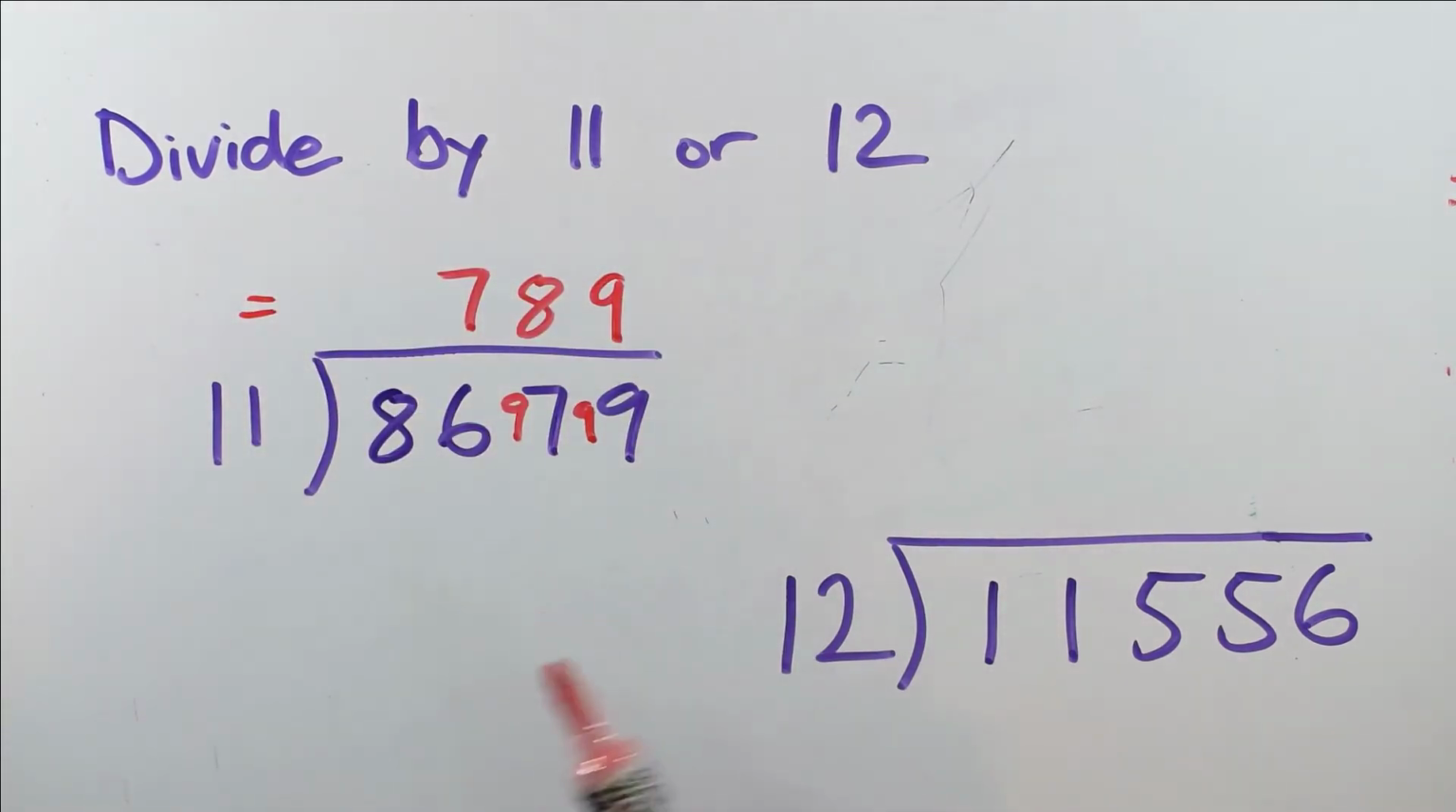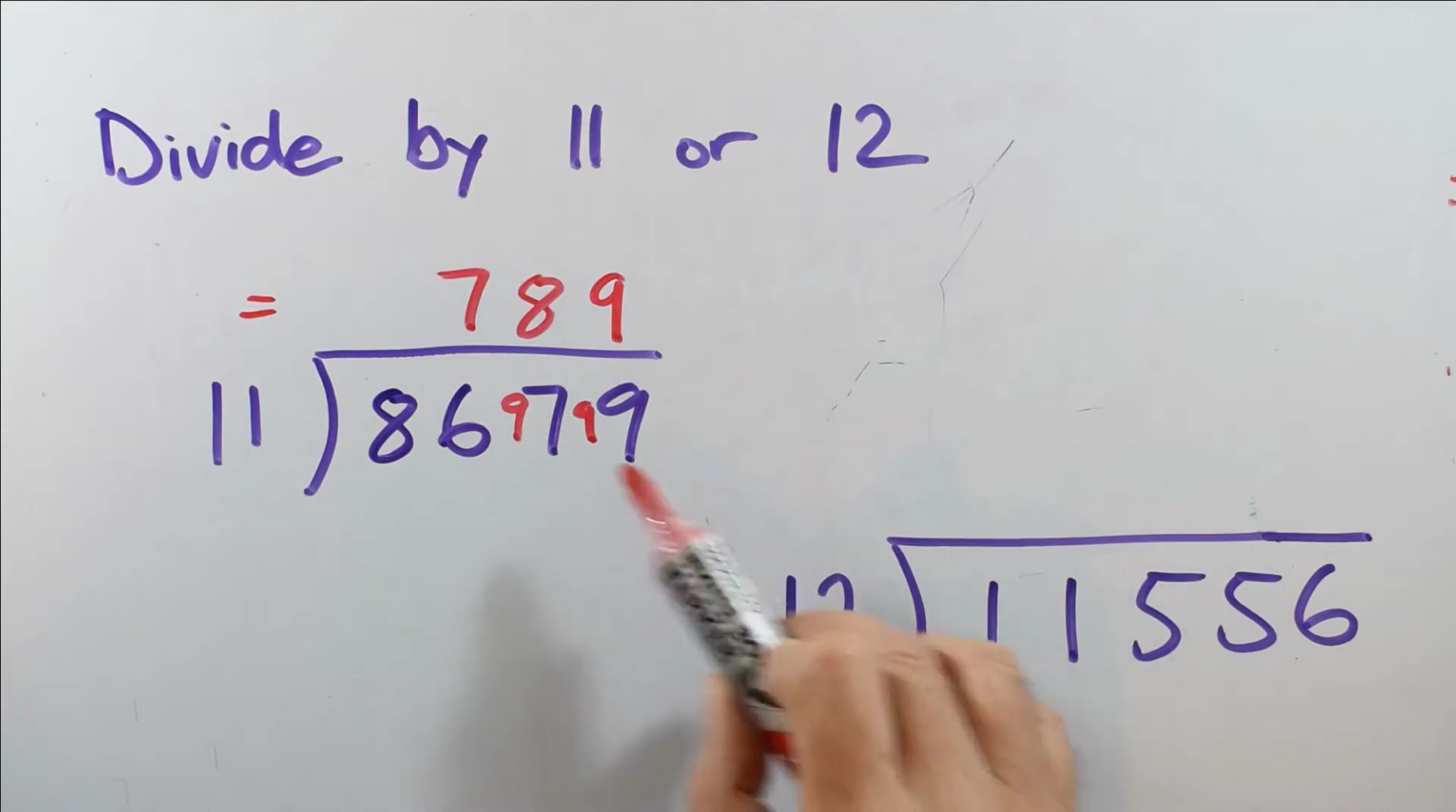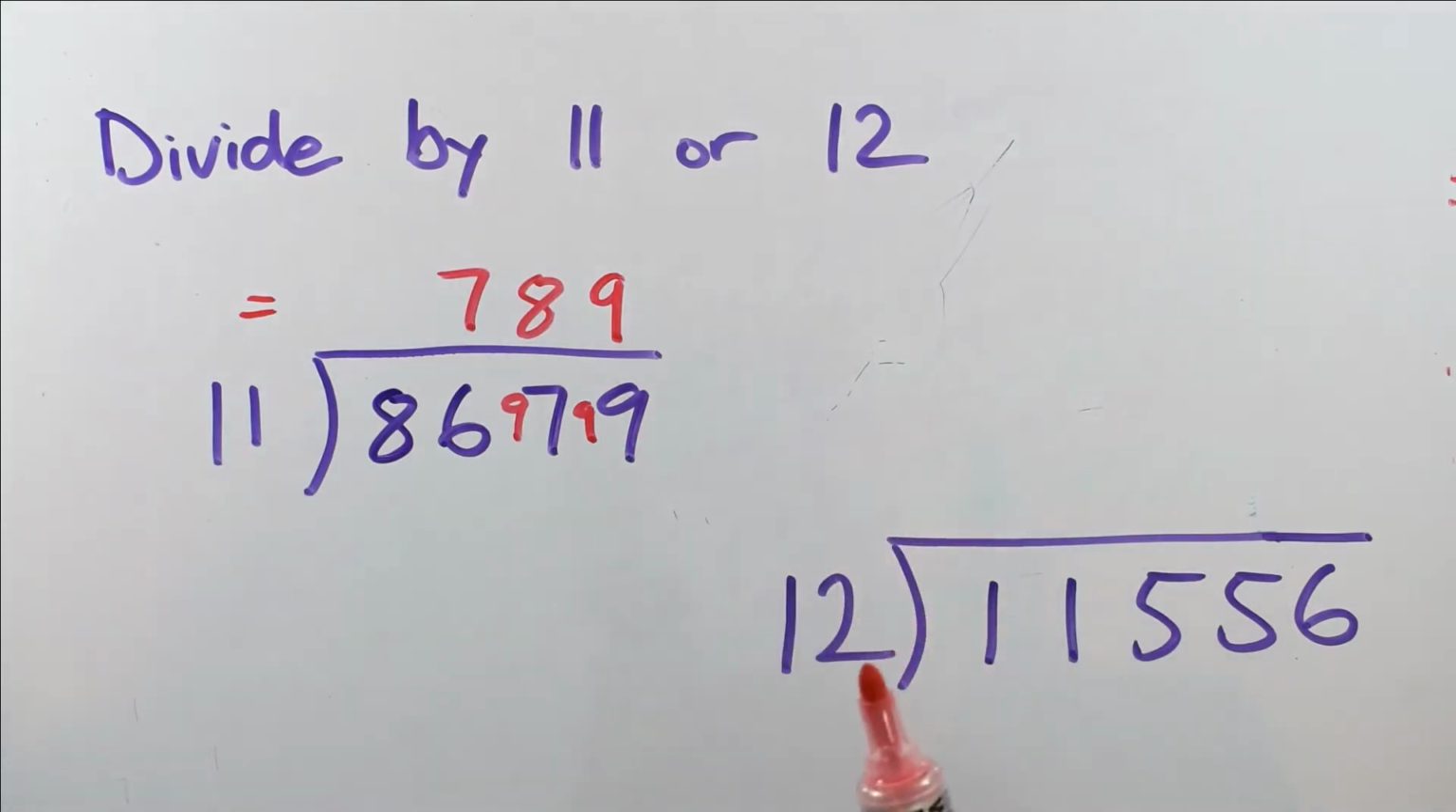So that one fits neatly. Will it still work if there's decimals or if there's a remainder on the end? Absolutely it will. It's the same strategy. Then moving quickly on to divided by 12. It's exactly the same process.